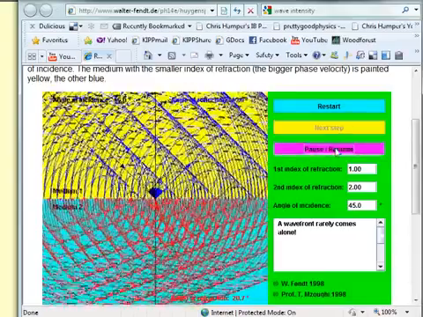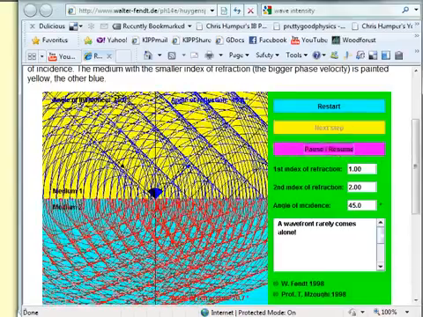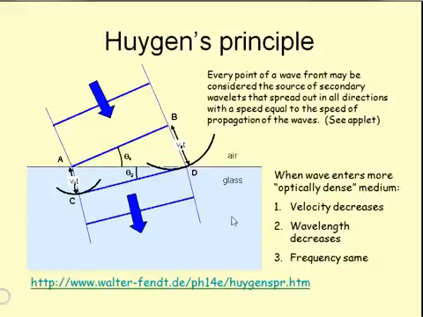Okay, so there's that. Pause that. Feel free to go look at that one yourself. And that's Huygens' principle. There's more information. You can always, of course, Wikipedia Huygens.